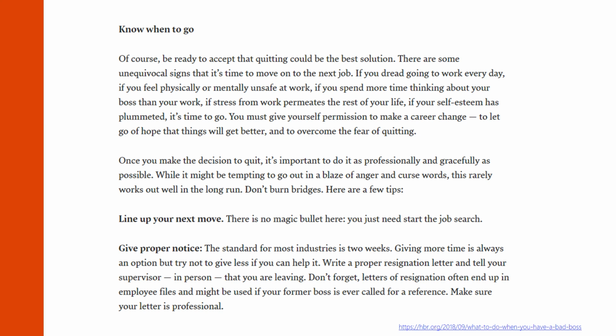So what should you do? Make the decision to quit and do it professionally, gracefully, and tactfully. As you do so, line up your next move. Just start with the job search. Give proper notice, follow the procedure, do not just withdraw, and don't make it emotional. Be as professional as possible.